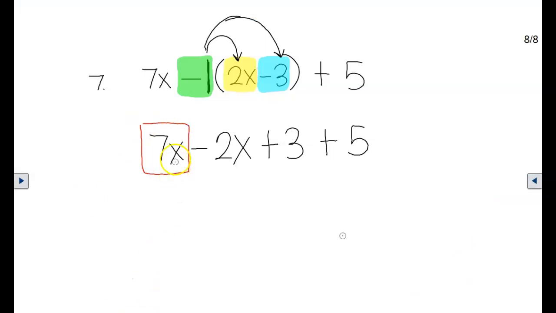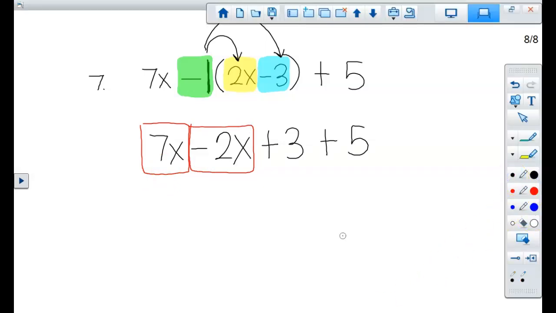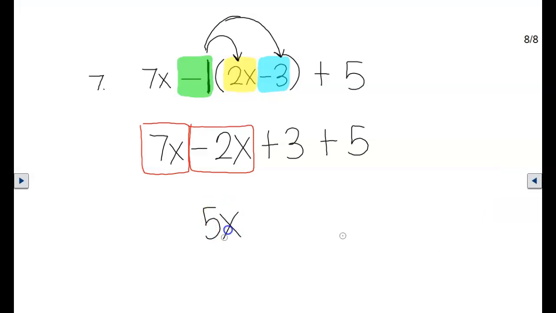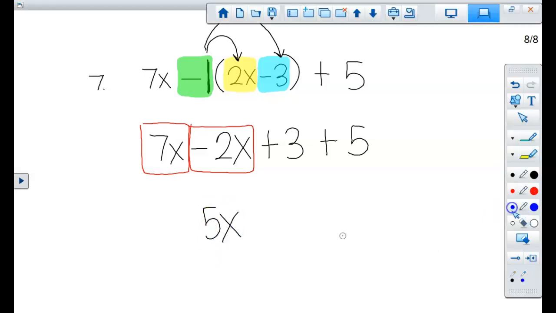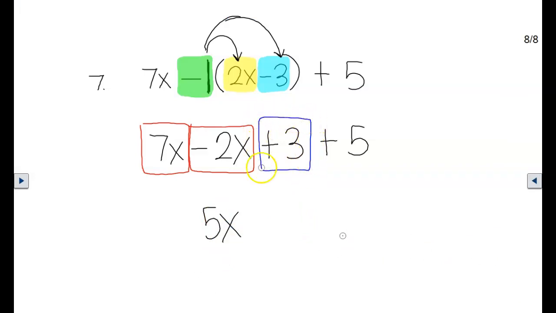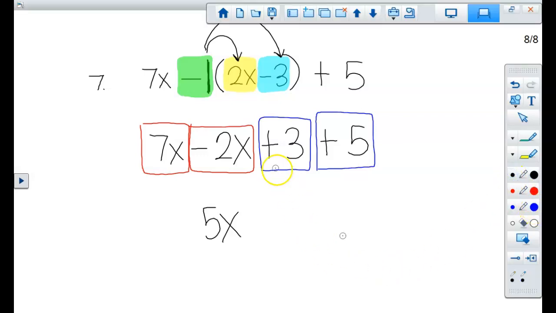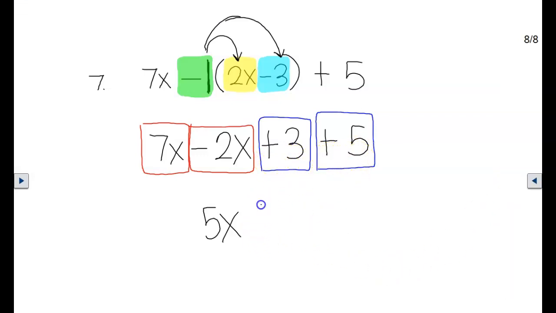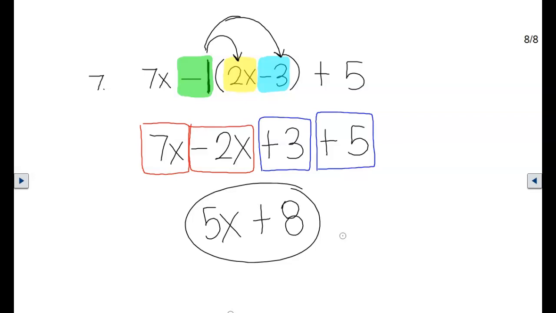7x, I look at the variable part, it's an x. I see that the term next door has that same variable part. Notice he gets to keep that minus sign, so 7x minus 2x is 5x. Next term in line is positive 3. He gets to keep that plus sign. He does not have a variable part. Neither does this plus 5 that's living right next door. So I'm going to do positive 3 plus 5 for a positive 8. So 5x plus 8 is my simplified answer.